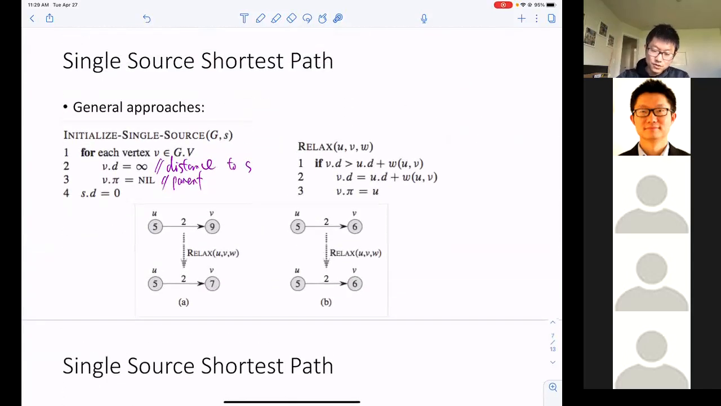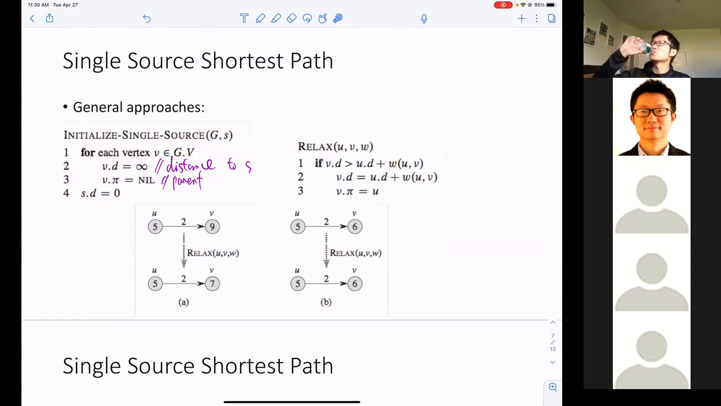Because the source node is S, from the source node to the source node itself, the minimum distance must be 0. We don't need to travel any distance. That's why we do it. But for all the other nodes, because we haven't started the search yet, we just assume that the distance is infinity, meaning that from the source node we cannot reach them. We just assume that we cannot reach all the other nodes.